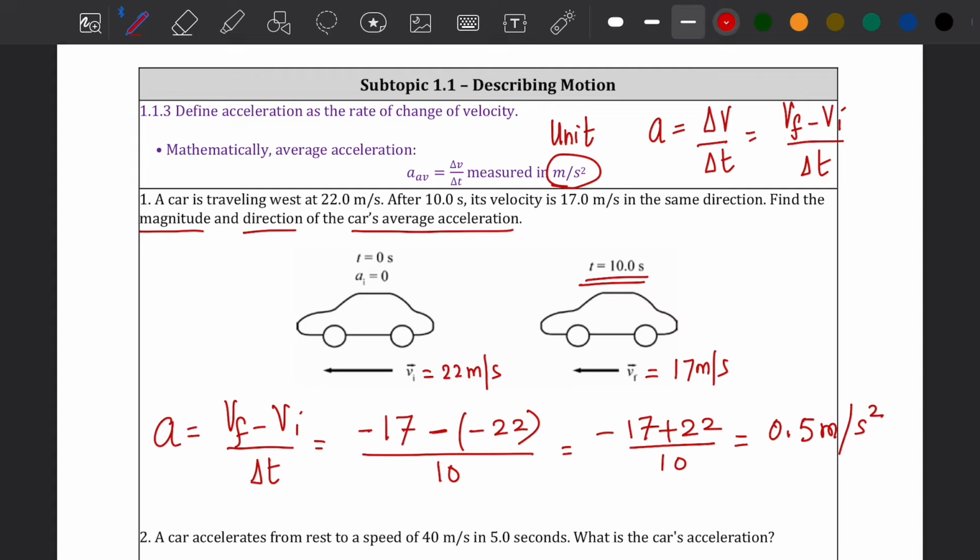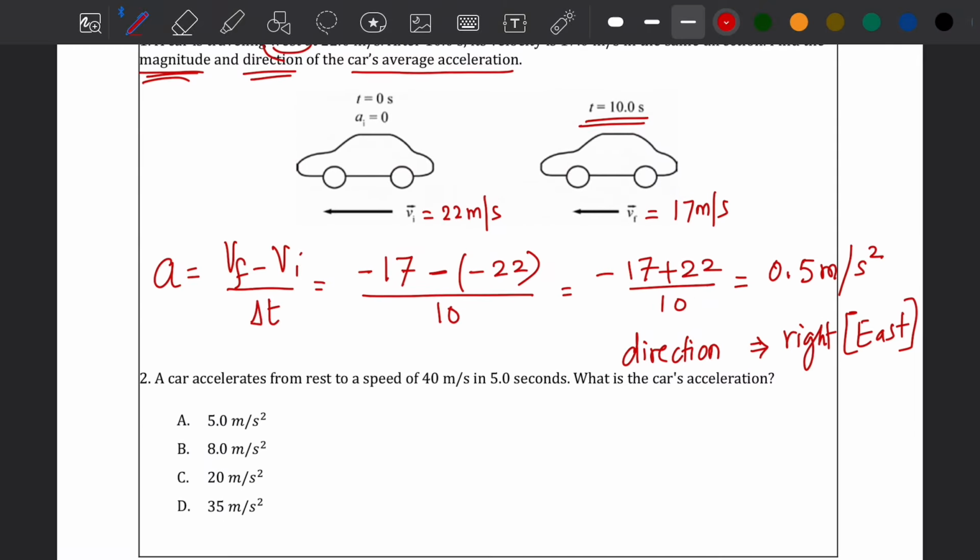So it is asking for magnitude and direction. Because we got the answer as positive, that means the direction of acceleration is to the right. Either you can write the word right, or because they use the word west for left, we'll write east. We can also say acceleration of direction is to the east.